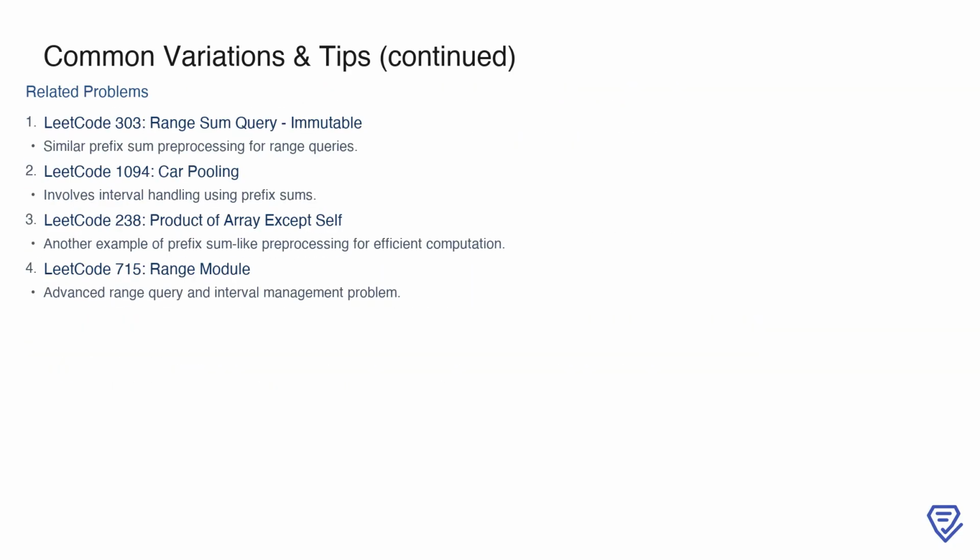To deepen your understanding of this problem, it's helpful to explore related problems that involve similar techniques. For instance, LeetCode 303, Range Sum Query - Immutable, similarly relies on prefix sum pre-processing for efficient range queries. Another example is LeetCode 1094, Car Pooling, which deals with interval handling and uses prefix sums to optimize computations. Then there's LeetCode 238, Product of Array Except Self, which also demonstrates a prefix sum-like approach, though in this case, it's applied to products rather than sums.